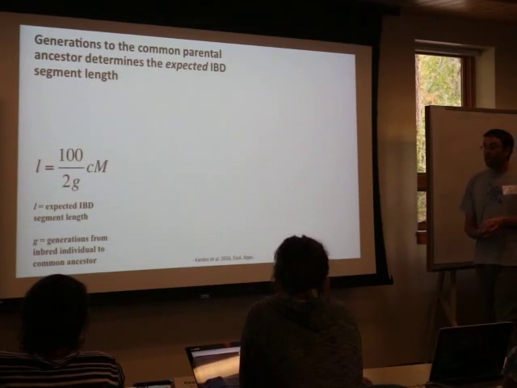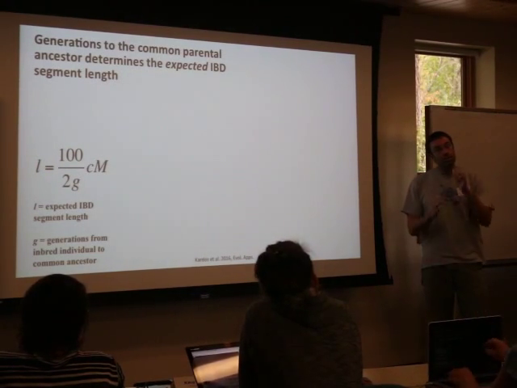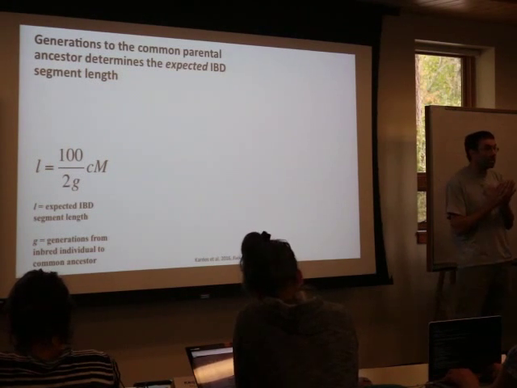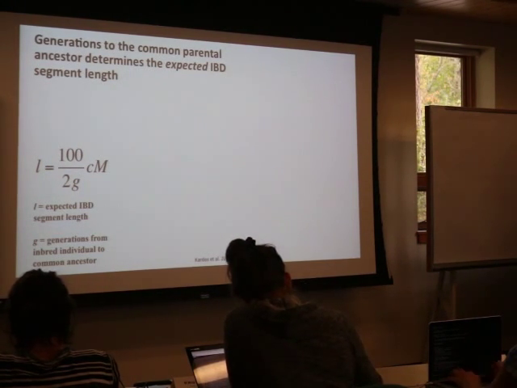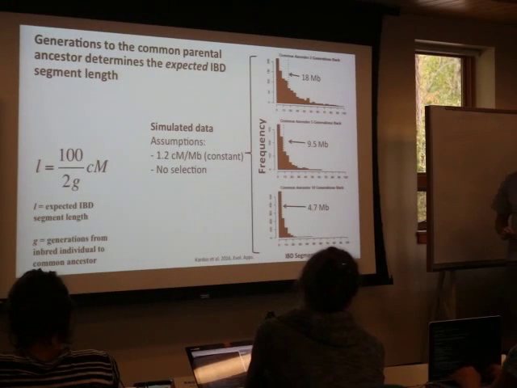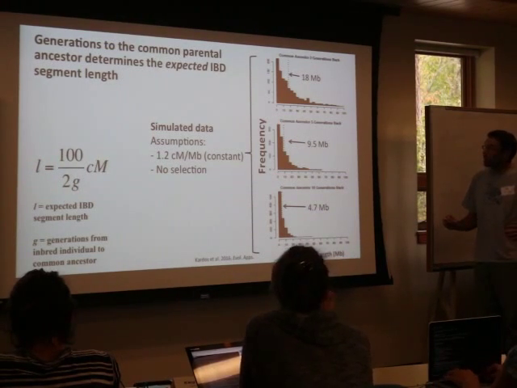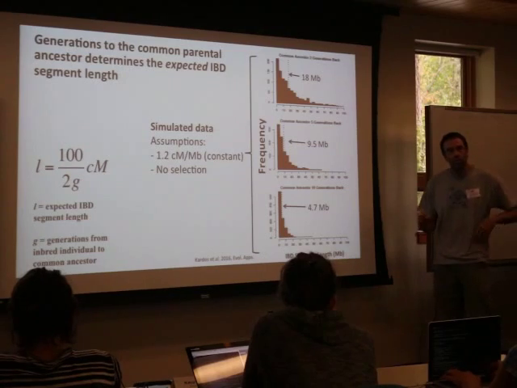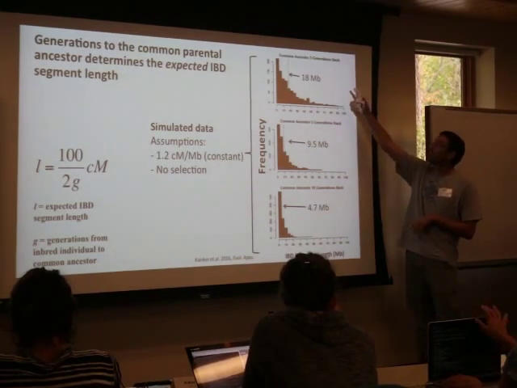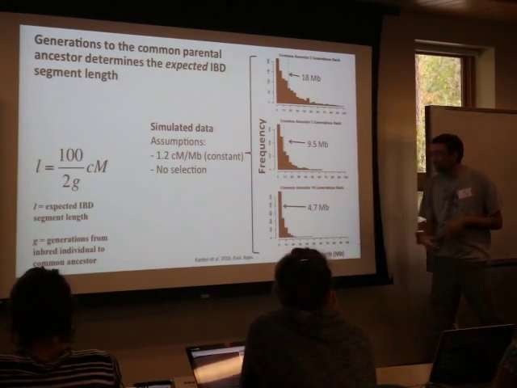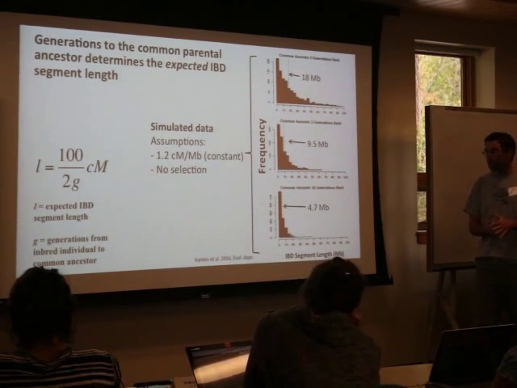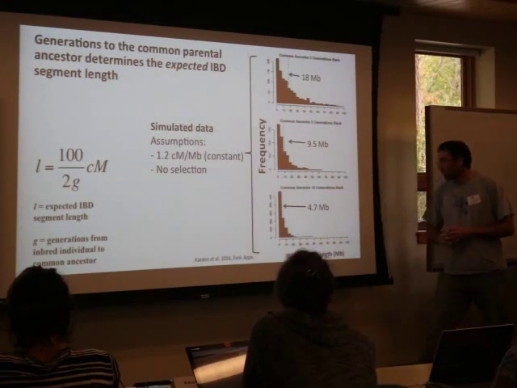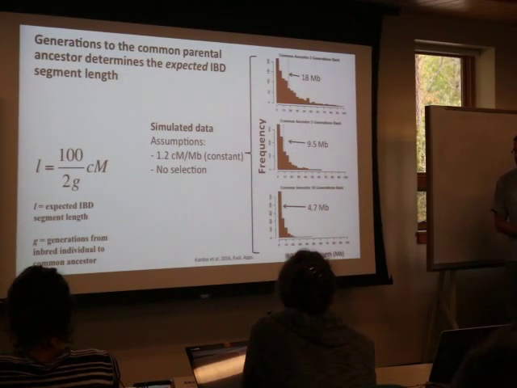Whereas if you have a common ancestor that's many generations ago, you tend to see very short identical by descent segments, because there have been many meioses and many chances for recombination events to break up these inherited segments into shorter chunks. So these are some simulated data that I did. I simulated inbred individuals whose common ancestors were 2 generations back, 5 generations back, and 10 generations back. As you increase the number of generations ago the common ancestors of the parents were, you see this shift to the left in this distribution of IBD segment lengths.